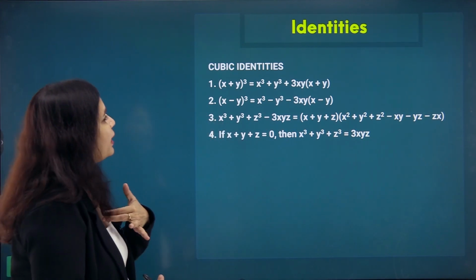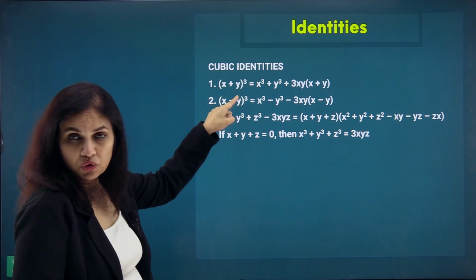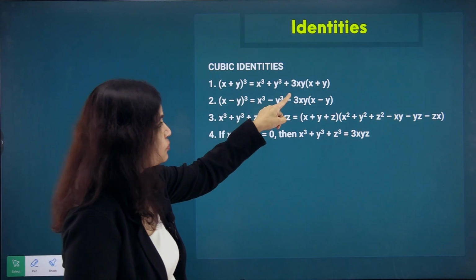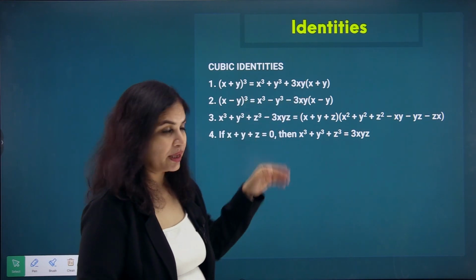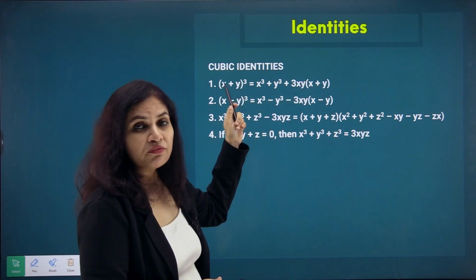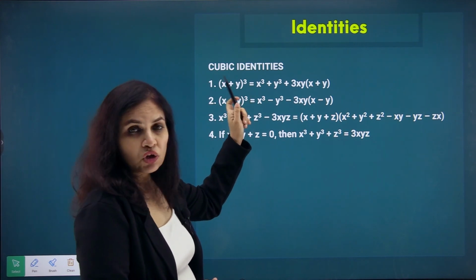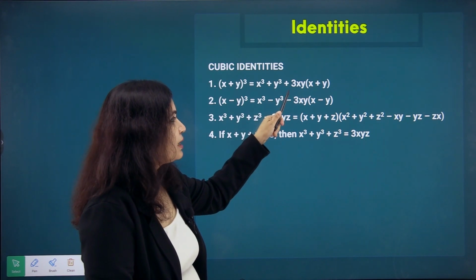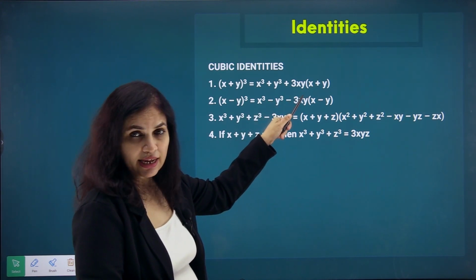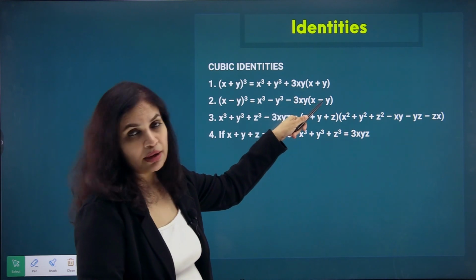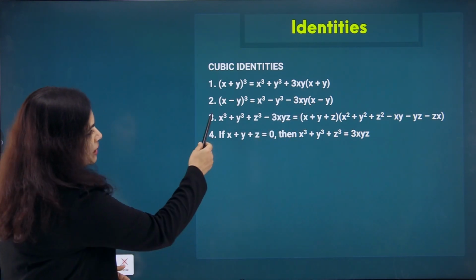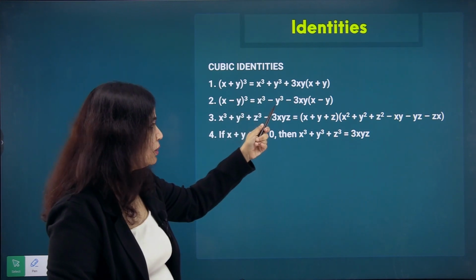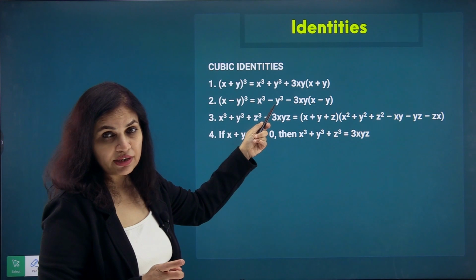So, the first cubic identity is x plus y whole cube, which is the same as x cube plus y cube plus 3xy multiplied by x plus y. That is, the cube of the sum of two numbers is the same as the cube of the first number, the cube of the second number, plus 3 times the first number and the second number multiplied with the sum of the first and second number. Similarly, we have x minus y cube. Since y is negative, y cube will be negative because the cube of a negative number is negative.